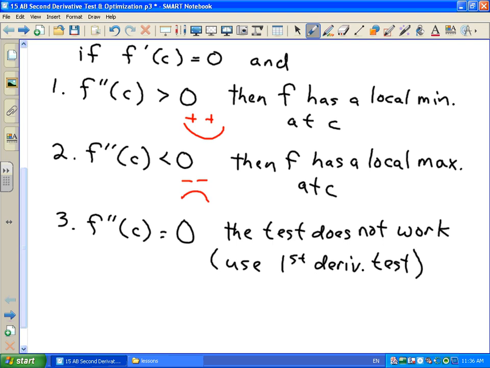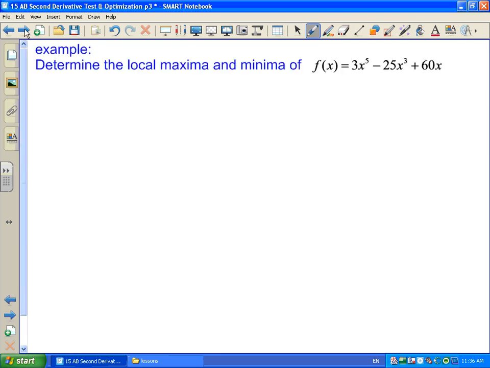To work it out. So that's our second derivative test. Let's try applying this to an example here. And here's the kind of question we've been working on before. Determine the local maximum and minimum of some function here.